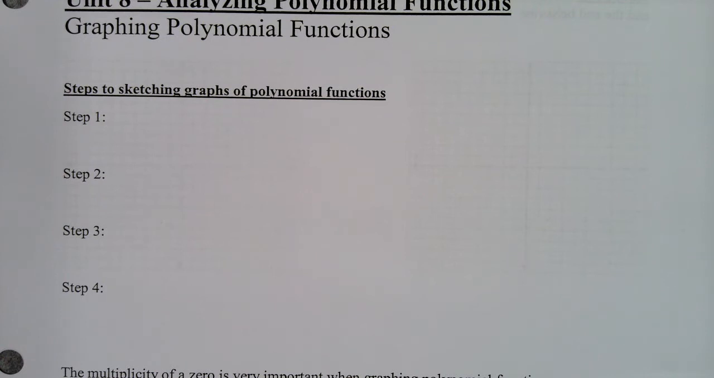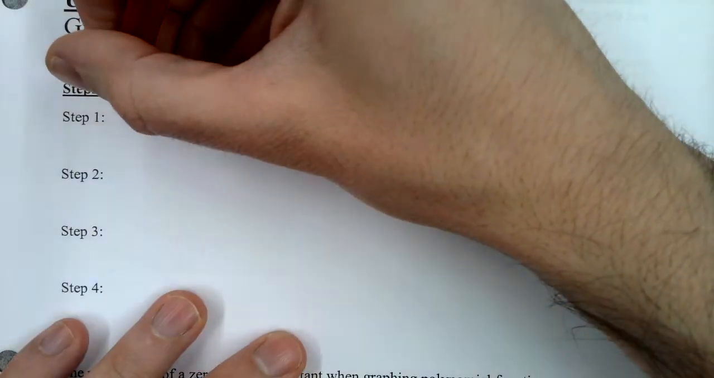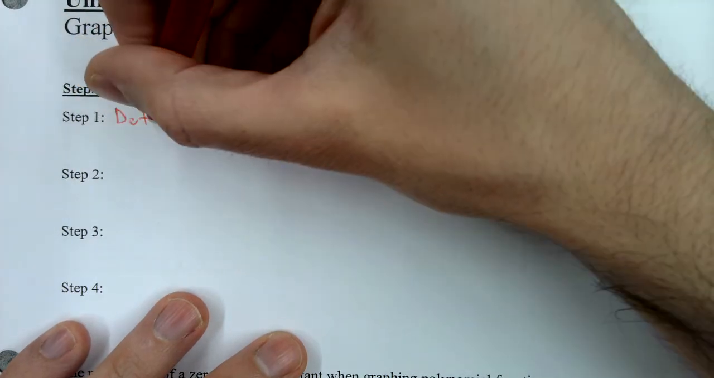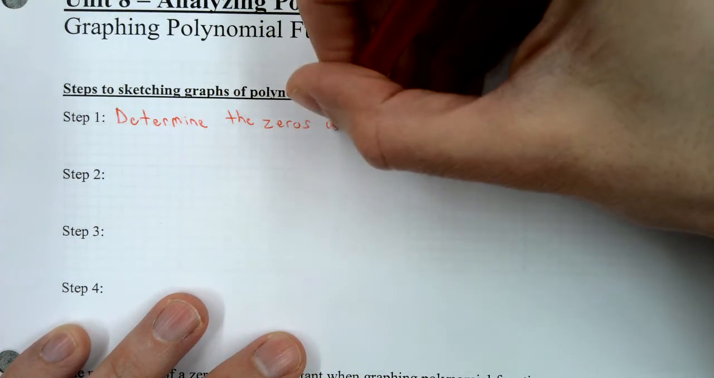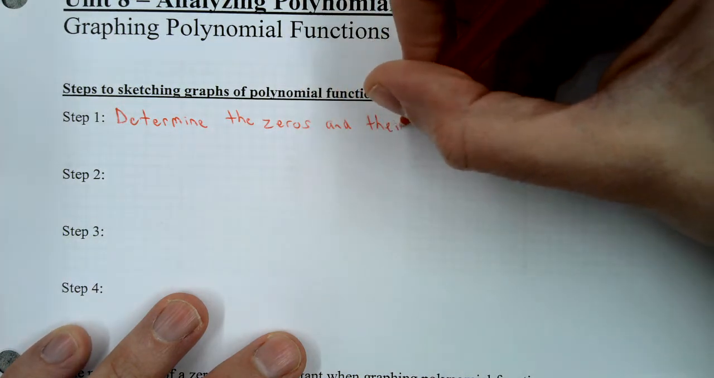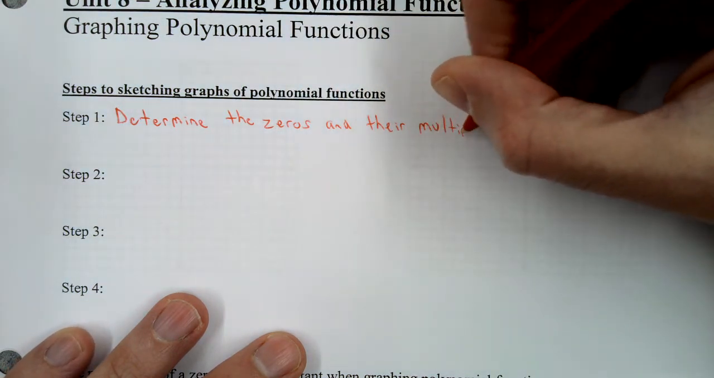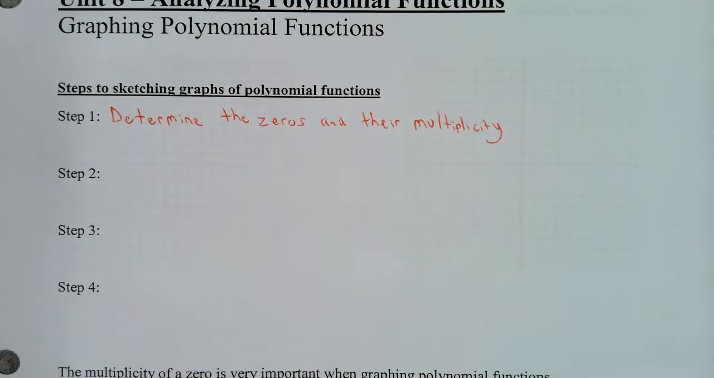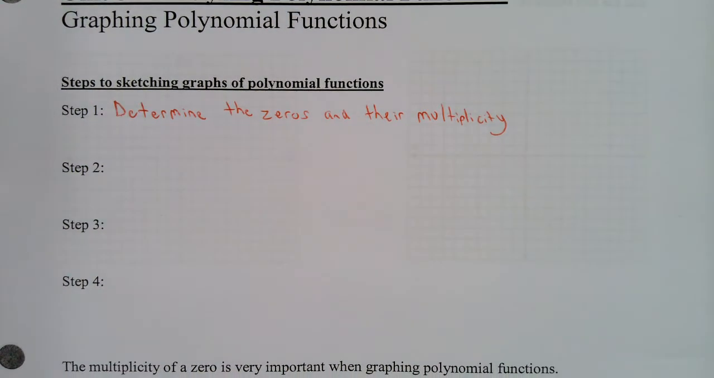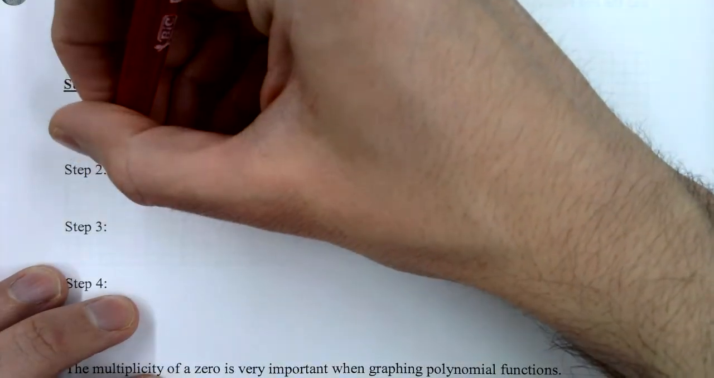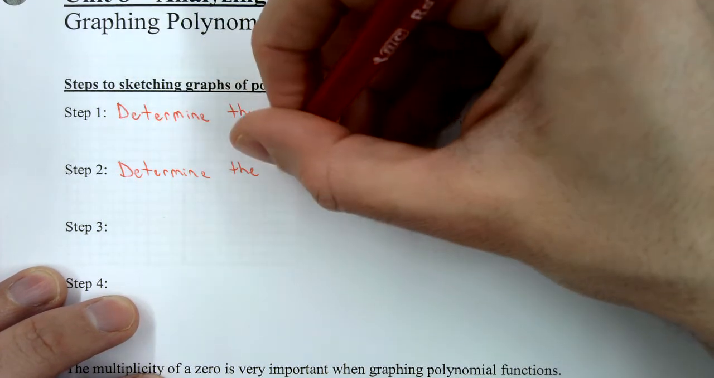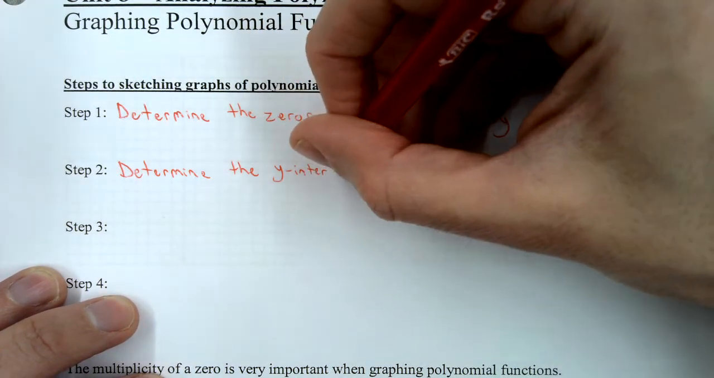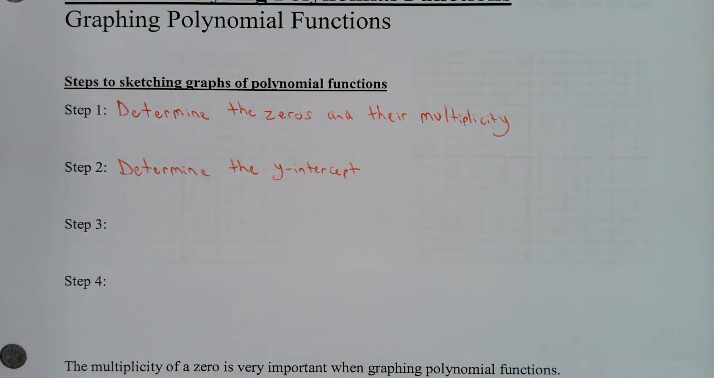Step 1 is determine the zeros and their multiplicity. Step 2 is going to be to determine the y-intercept. That's what you get when you substitute 0 in for x.